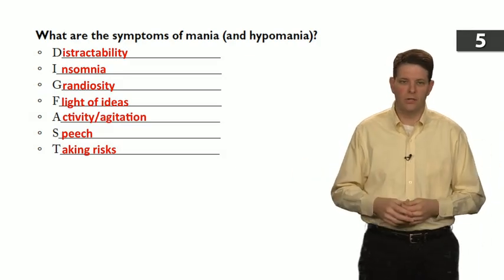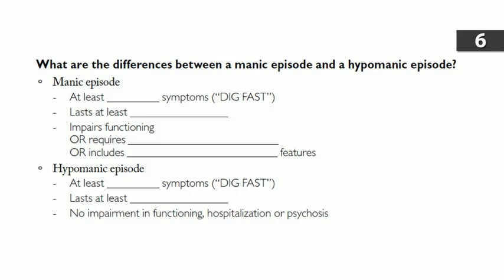Then the next question asks, what are the differences between a manic episode and a hypomanic episode? So for a manic episode, you generally need to have at least 3 of these DIG FAST symptoms. The symptoms have to last at least 1 week, and they often last a couple of weeks, and the symptoms have to either cause impairment in social and occupational function, or be severe enough to require hospitalization, or include psychotic features.